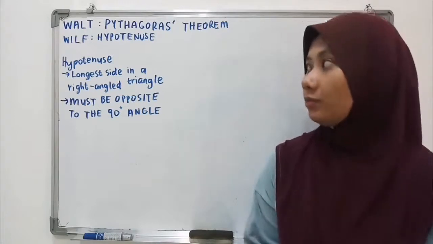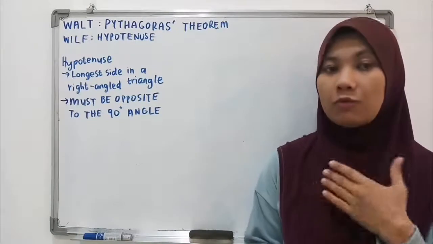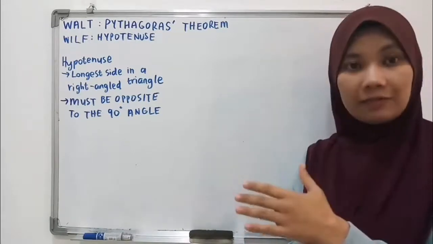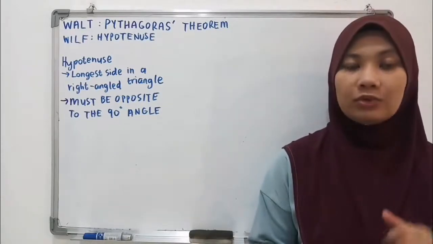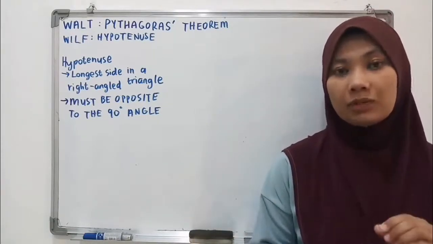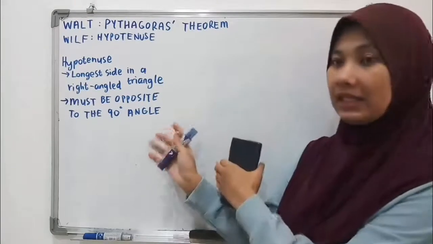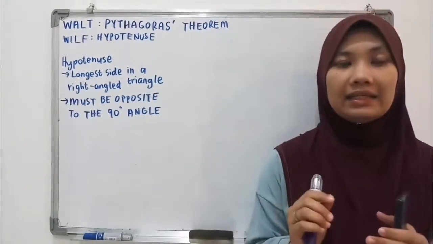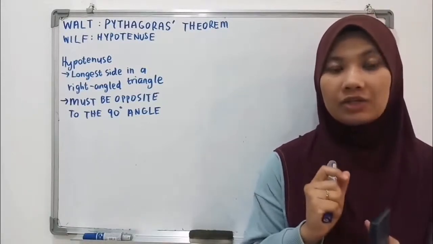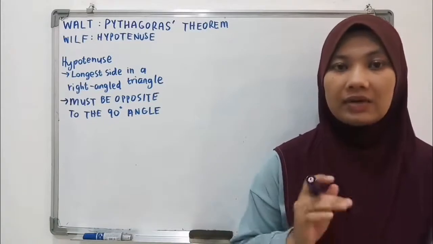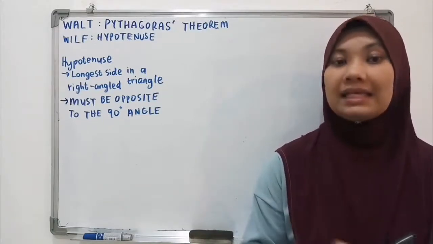So we need to understand the concept of hypotenuse before we proceed with the theorem. Title for today is Pythagoras Theorem. Hypotenuse is actually the longest side in a right angle triangle. We need to make sure we have a right angle triangle. What is a right angle triangle? A right angle triangle is just a triangle where one of the angles is 90 degrees.